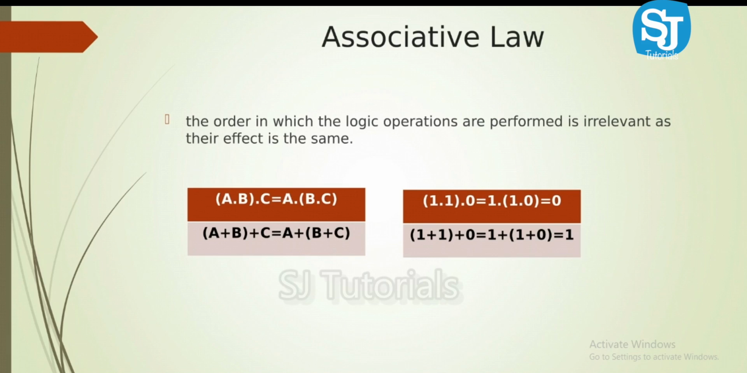The next law is the associative law. The order in which the logic operations are performed is irrelevant, as their effect is the same. So if the order is changed, the effect is the same; this is called the associative law. That means A into B into C equals A into B into C, so the order is changed but the value is not changed. And also A or B or C equals A or B or C. Here dot represents AND and plus represents OR.